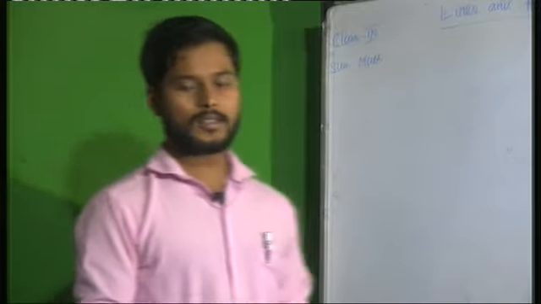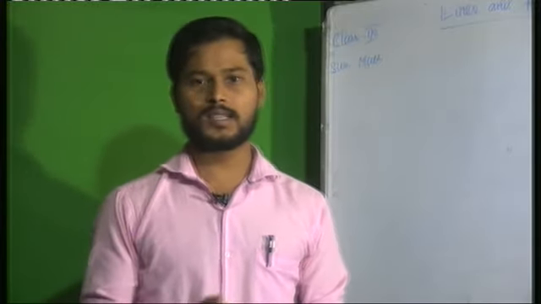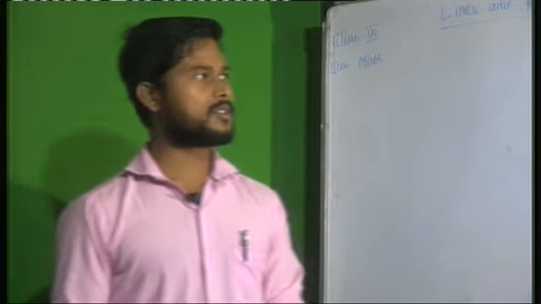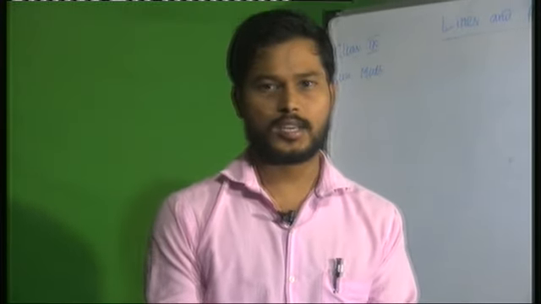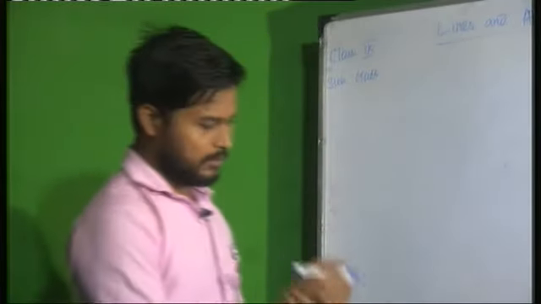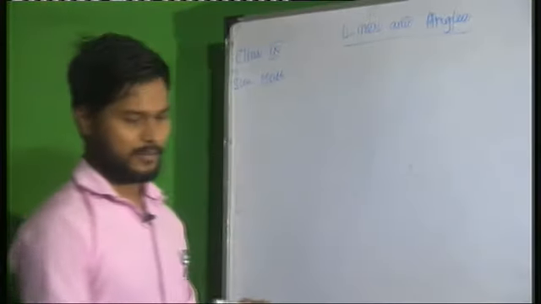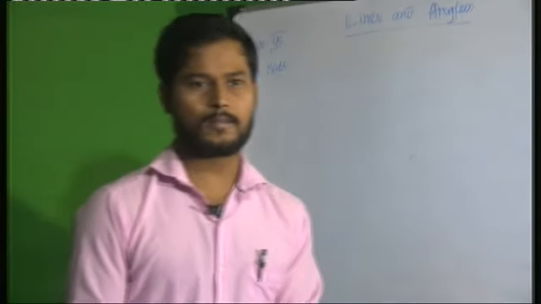So look, in the previous class we learned different types of angles, meaning what is an angle, what is an adjacent angle, what is a linear pair of angles, what is a vertically opposite angle, and so on. Now today we'll learn what is a parallel line. What do you mean by parallel line? So parallel line means, I think you know the definition.